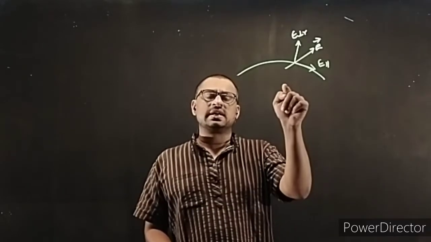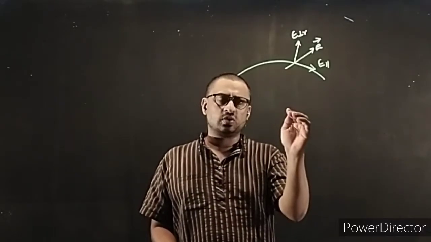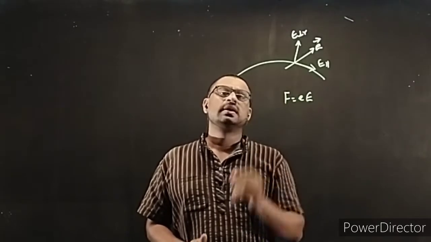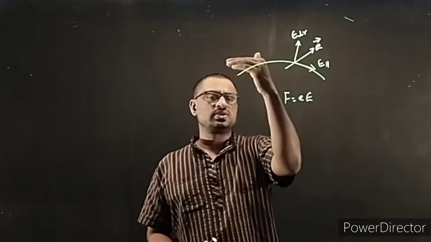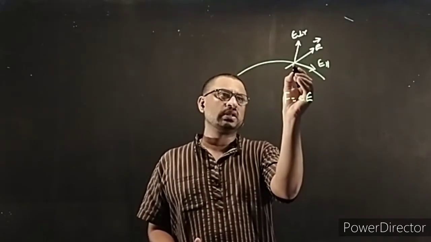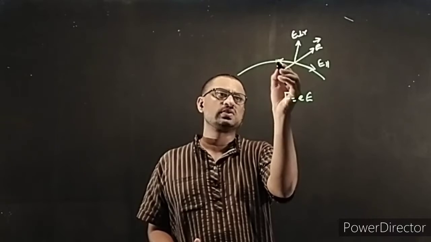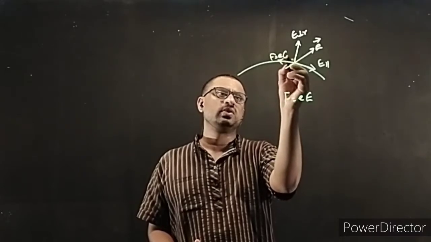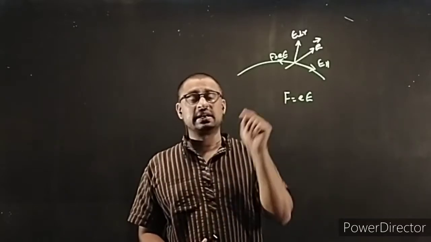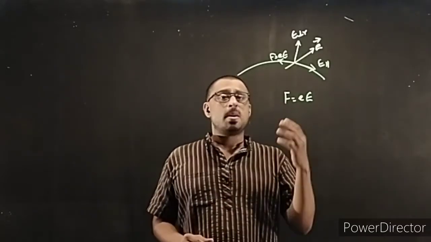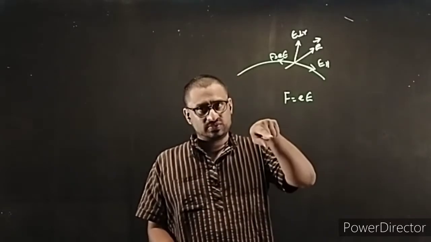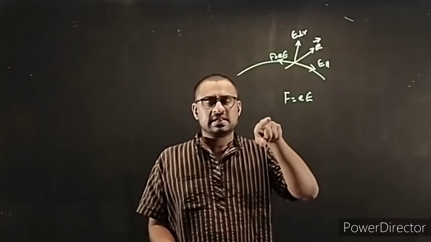the electrons in the conductor should experience a force F equal to eE, opposite to the direction of this parallel electric field. That means all the electrons here should experience a force in this direction, F equal to eE. Then the electrons should move, because inside the conductor the charge can move.